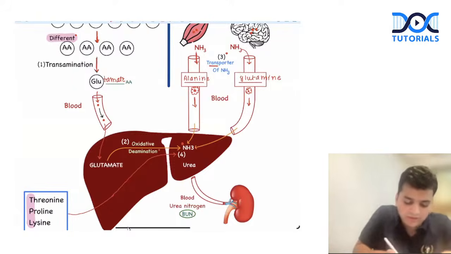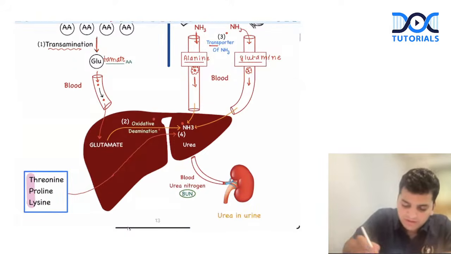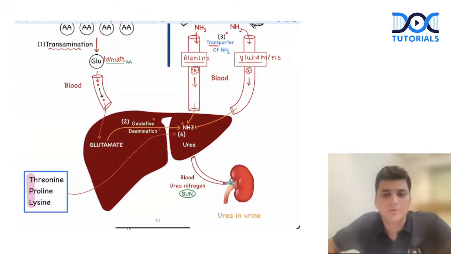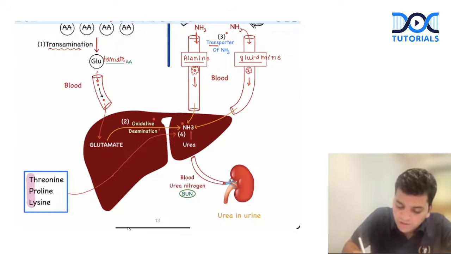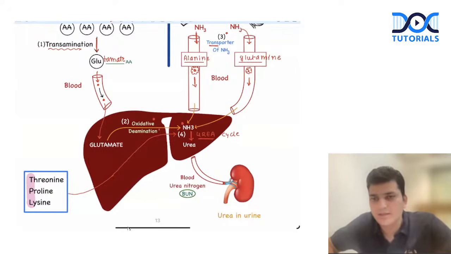So step number 1 is the transamination. Step number 2 is oxidative deamination. Step number 3 is the transporters of ammonia. Now the liver is loaded with ammonia. What will the liver do with this ammonia? The liver will convert this ammonia into urea, and that is called what? The urea cycle. The liver will convert the ammonia into urea, that is the urea cycle.